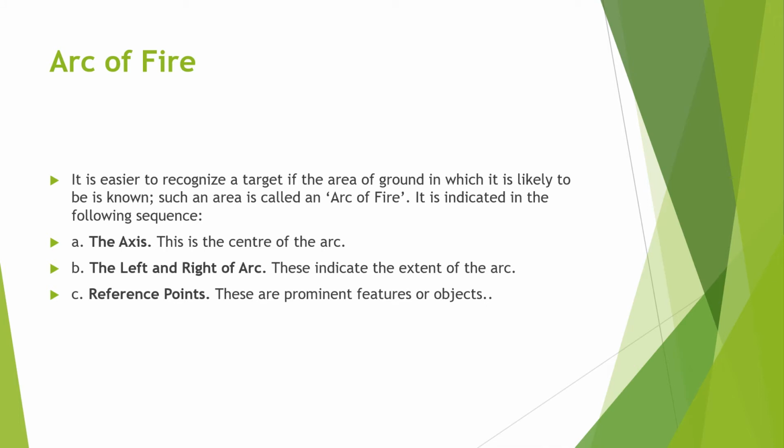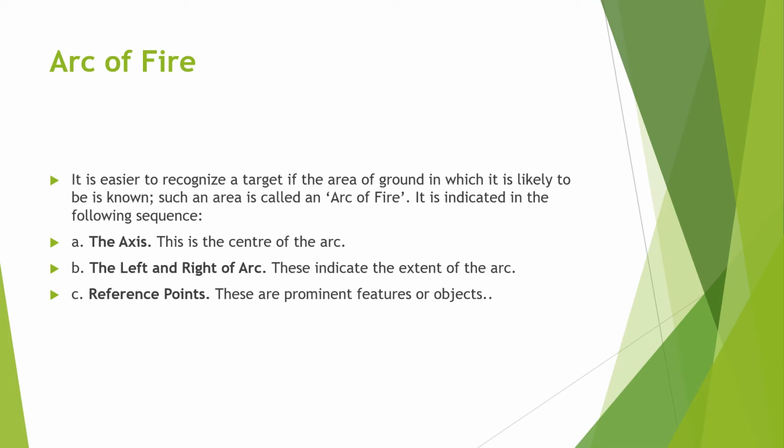Arc of fire. It is easier to recognise a target if the area of ground in which it is likely to be is known, such as an area called an arc of fire. It is indicated in the following sequence. The axis, this is the centre of the arc. The left and right of the arc, these indicate the extent of the arc.